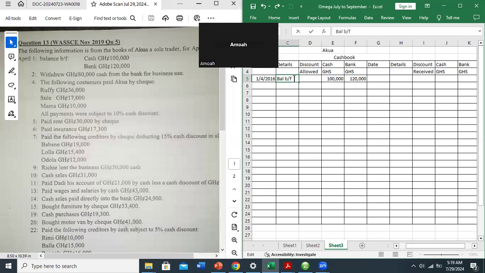So based on what I just said, if you see bank overdraft, then that one would have been at the credit side, because bank overdraft is a liability and has a credit balance. Okay, we are done with the opening balance.